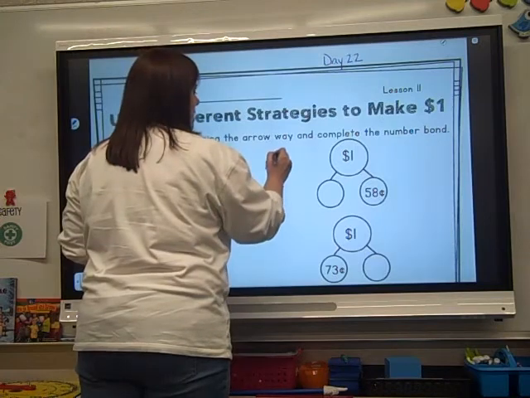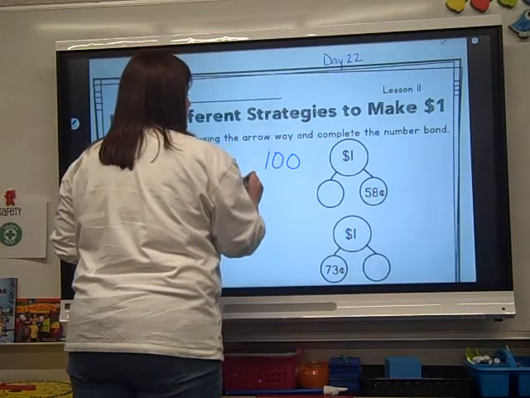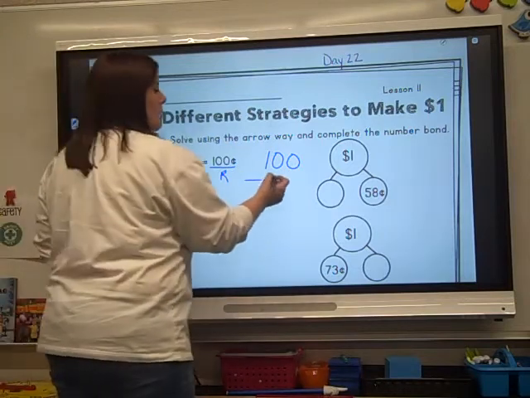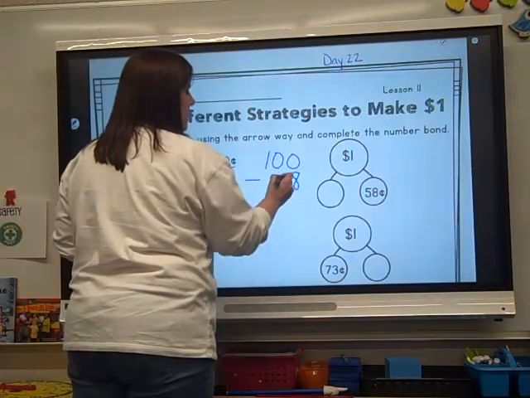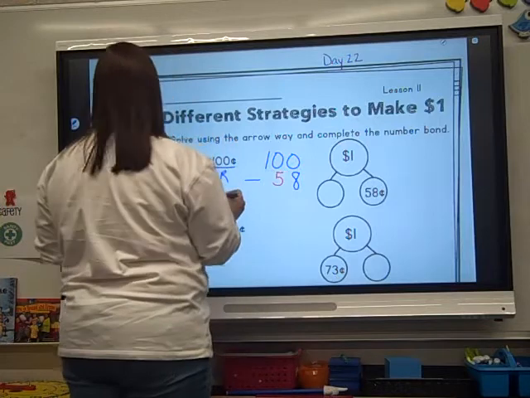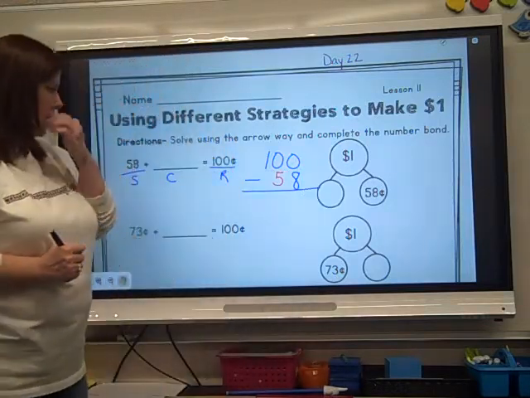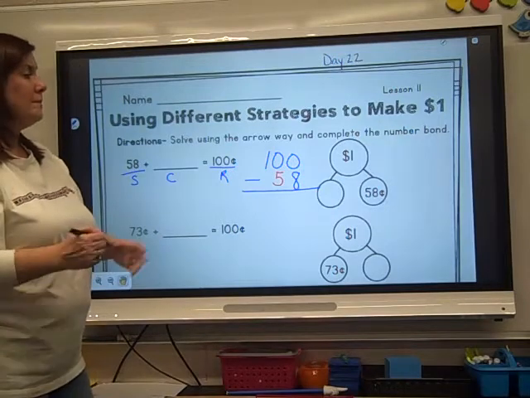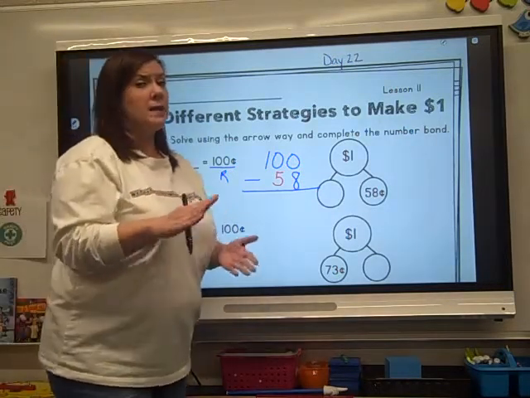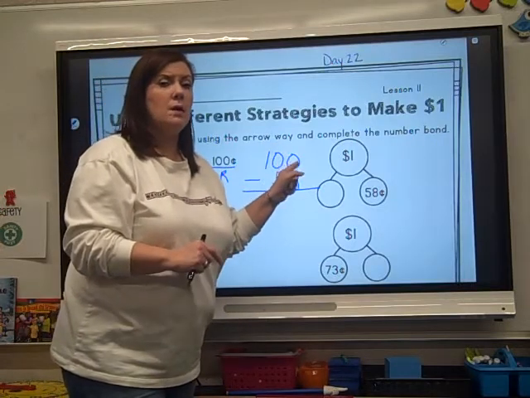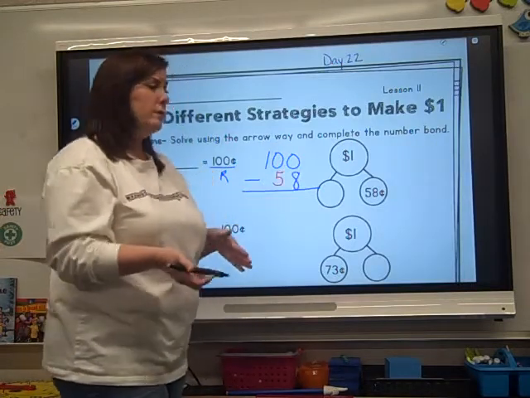So 100 subtract, what did I start with? 58. Make sure that 8 is under that 0 and the 5 is under that 0. But for some reason, my color changed. All right, now, you might not have practiced these problems with zeros a lot lately, okay? So I'm going to walk you through it.